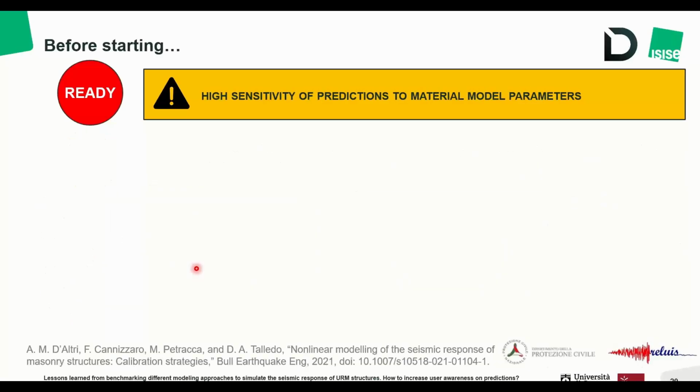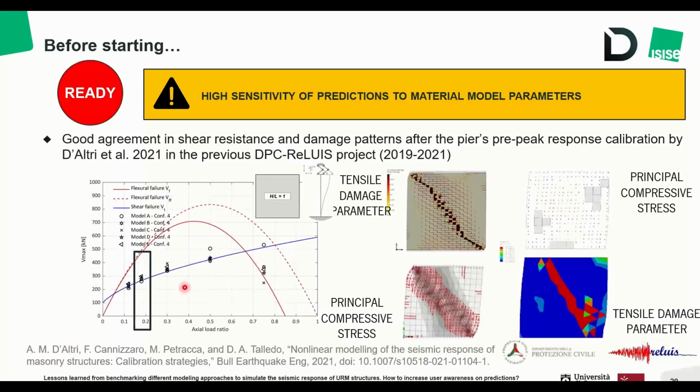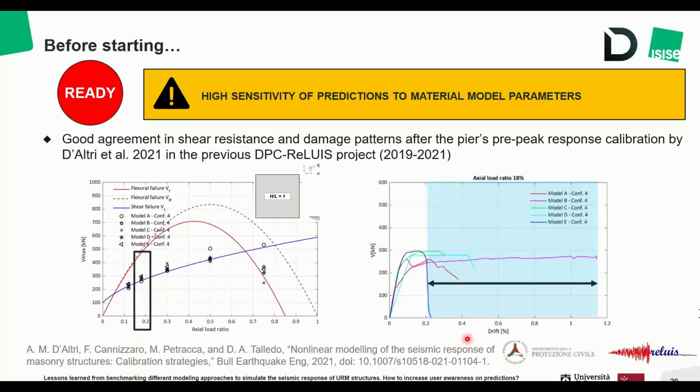Another example that I want to present that shows the sensitivity of the prediction is the one always related to the pier response calibration by Dal Trey et al. in 2021, that was developed during the previous ReLUIS project, in which even if the pier response was calibrated in terms of strength, stiffness, and also, as you can see, the damage among all the models were quite similar, if we look at the curves, there is a very large dispersion in terms of drifts.